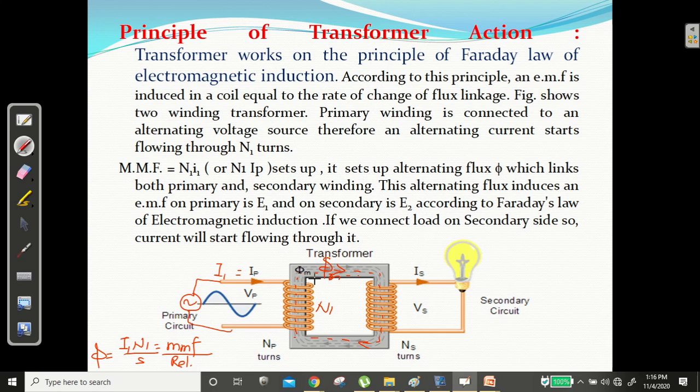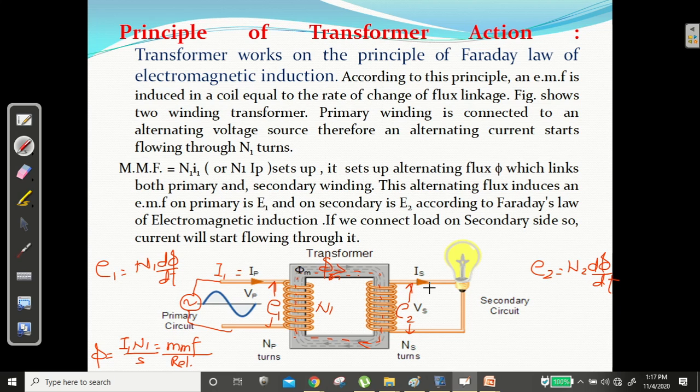According to Faraday's law of electromagnetic induction, EMF induced on the primary is E1 and EMF induced on the secondary is E2. EMF equals N1 d phi by dt, so EMF will be induced on the primary side. The same flux links both primary and secondary, so EMF will be induced on the secondary E2, and E2 equals N2 d phi by dt.